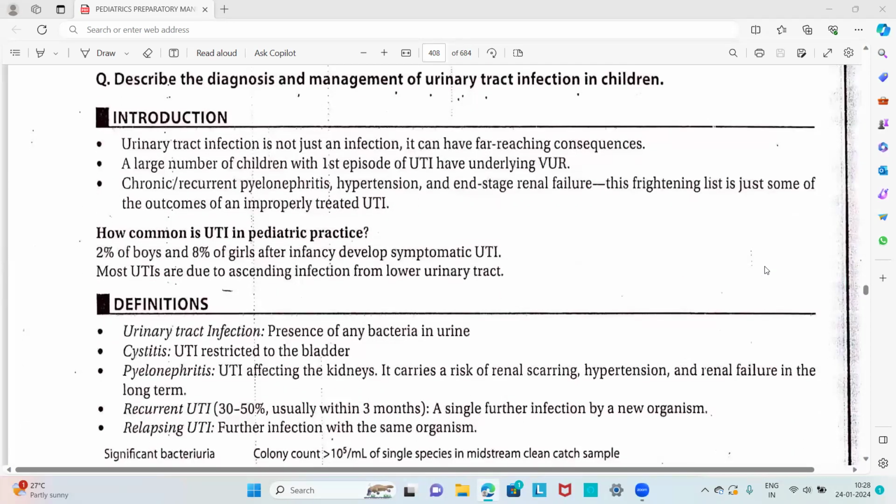About the introduction: urinary tract infection is not just an infection, it can have far-reaching consequences in the child. A large number of children with the first episode of UTI have underlying vesicoureteric reflux, chronic or recurrent pyelonephritis, hypertension, and end stage renal failure. This frightening list is just some of the outcomes of an improperly treated UTI. That is, if we treat the UTI improperly, complications develop like chronic or recurrent pyelonephritis, hypertension, and end stage renal failure. So it is a very important infection in children.